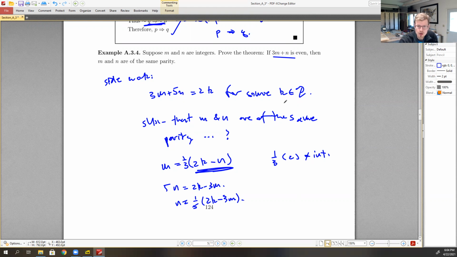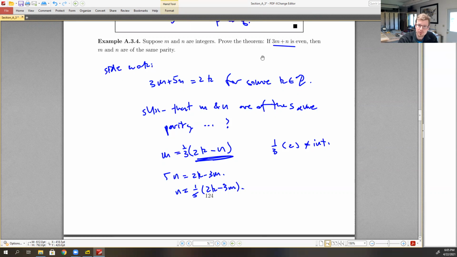So what can we do? Well, what we can do is essentially turn this into the same problem that we looked at last time. What we looked at last time was that if m and n are of the same parity, then 3m plus n is even. And we're going to flip it, because we're going to switch the order and negate. So if m and n are not of the same parity, then 3m plus n is not even. In particular, it is odd. So we can take the contrapositive and prove that.